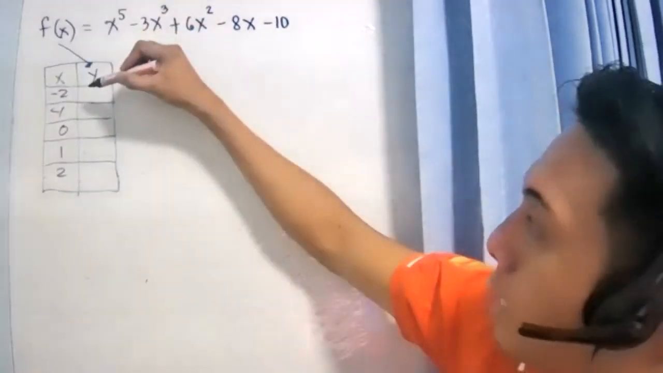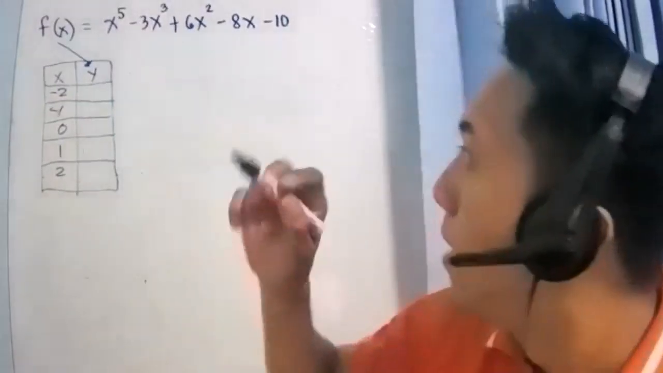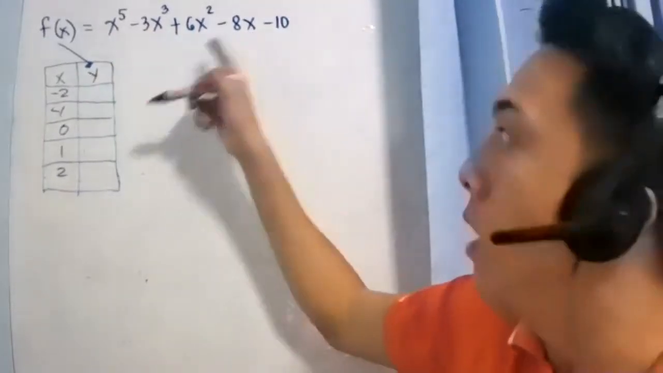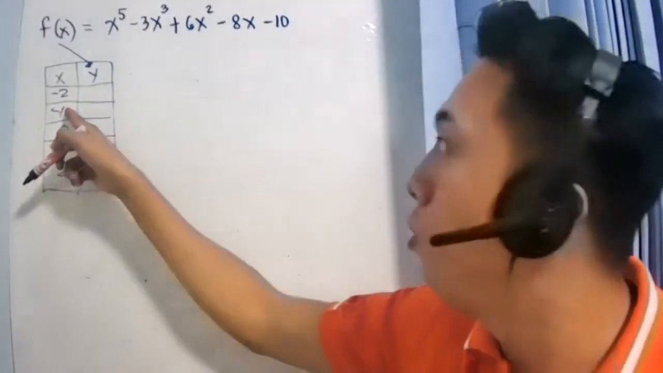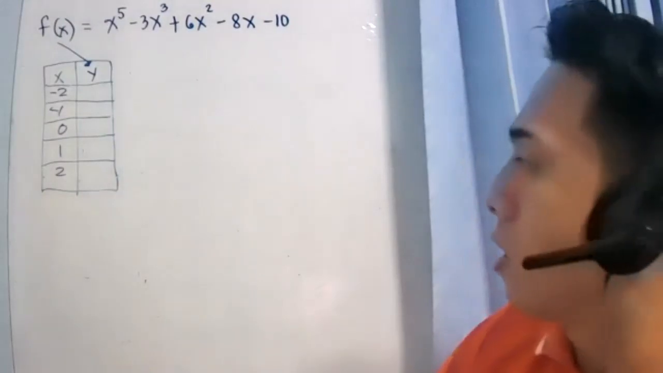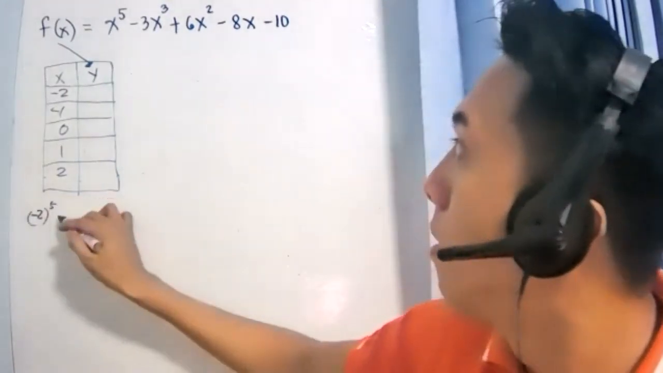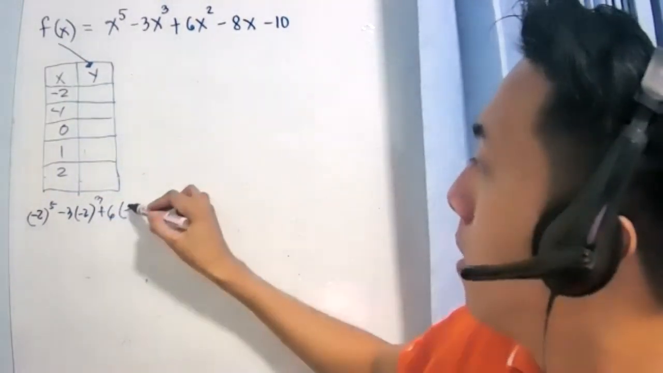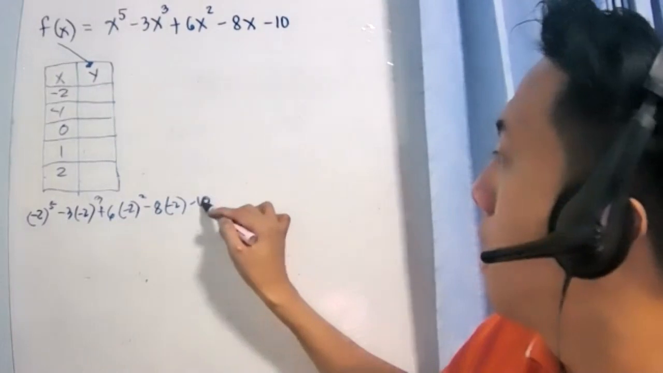Now we will apply our learnings in evaluating functions. We will put this -2 on all the x's here, or we will change x to -2. Afterwards, we will change those x's by -1, then 0, then 1, and then 2. So let's start with this. I will change x to -2, and so we will just copy. This is the first one, -2.